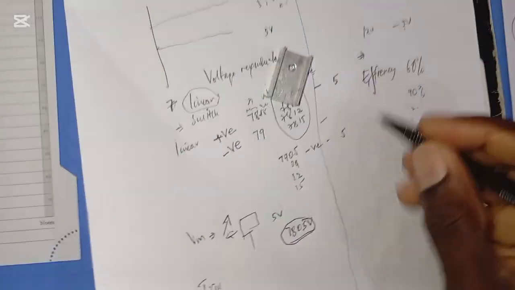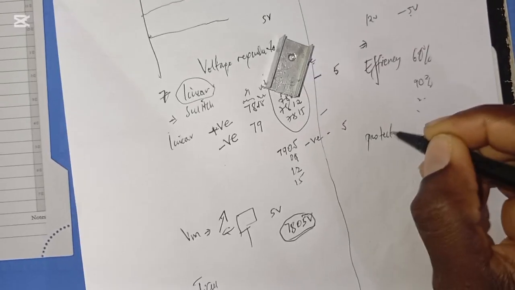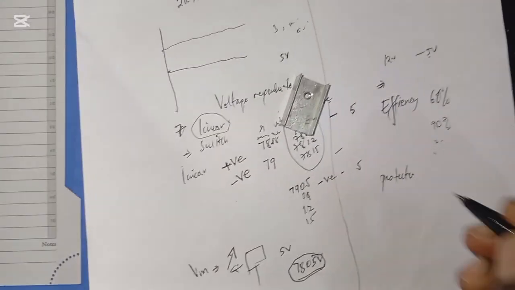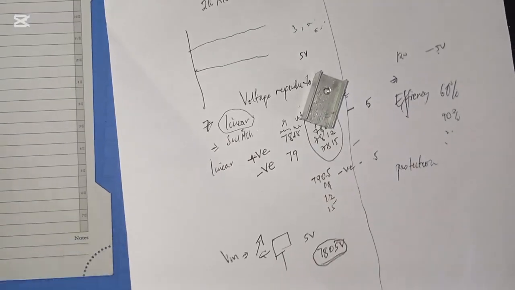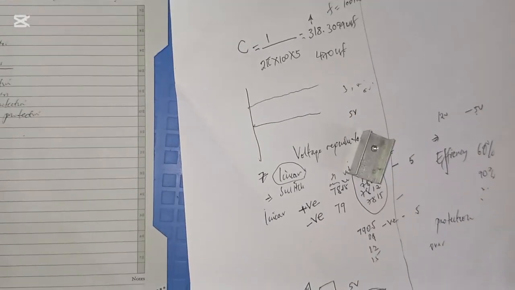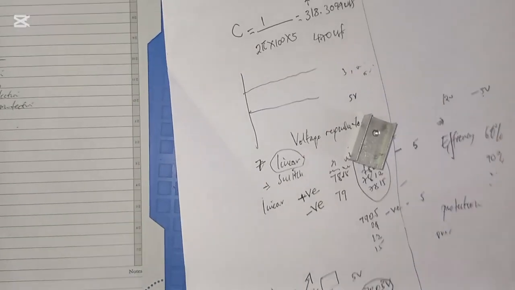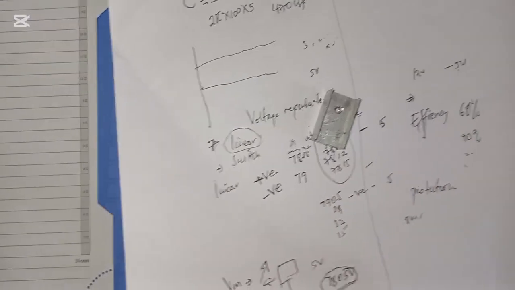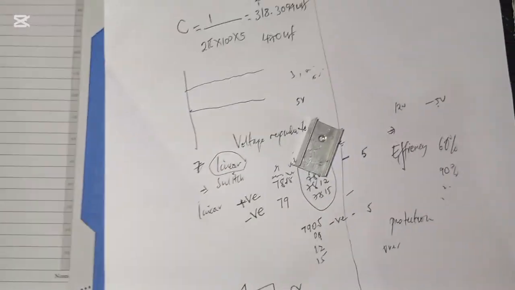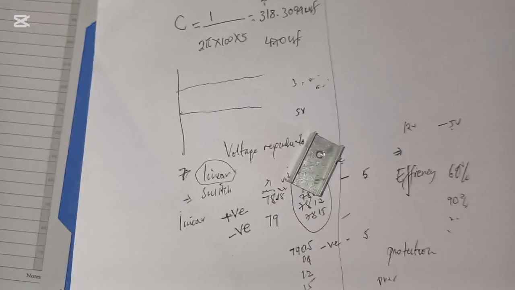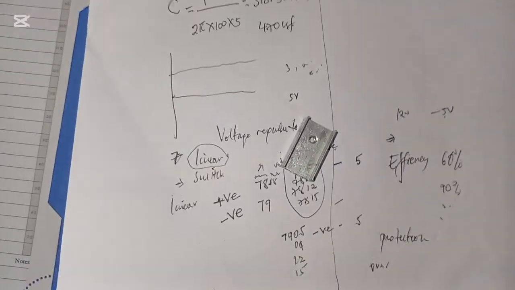The last one is the protection feature. You have to protect this voltage regulator from overcurrent, thermal shutdown, short circuit, and reverse polarity. So it's just something like that. So that is how you calculate, and that's how you design a 5 volt power supply.